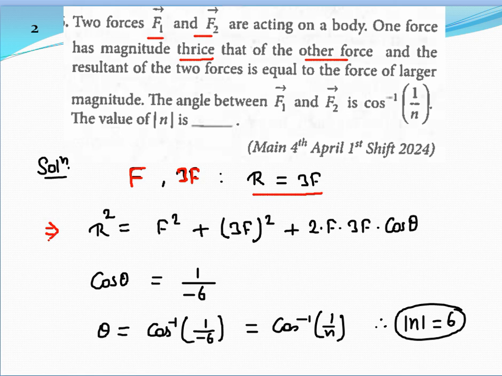Writing the resultant using the triangle law, R square equals F square plus 3F square plus 2 into F into 3F into cos theta. We have to calculate the angle between F1 and F2. Now putting the value of R square equal to 3F square, we get cos theta equal to minus 1 by 6. If we compare according to the given relations, the modulus of n we get here is 6. So 6 is the answer. Come to the next question.